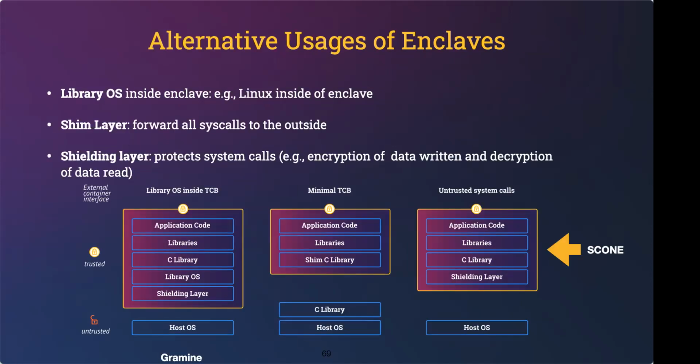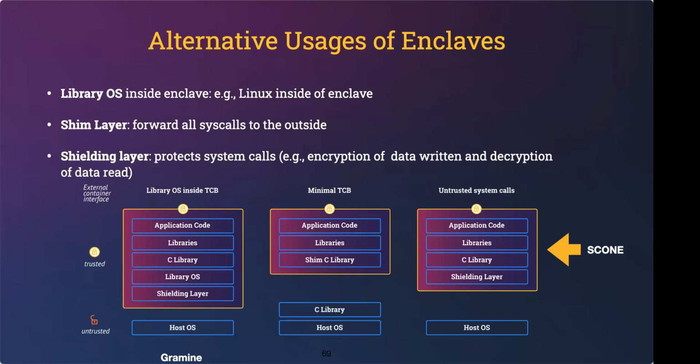Okay, so let me zoom into some more technical details. What you see here are different architectures that you see in practice. On the left side, it's the architecture of Gramine. This is the system architecture of enclaves. You could run your own operating system in your enclave to make sure that everything your application does is protected. So you have your own operating system along with your application code.